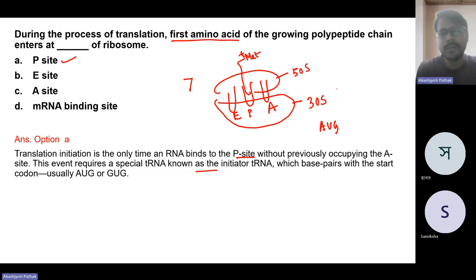So the tRNA which will be recruited will be attached to the methionine amino acid residue, right? But this methionine is different from the methionine which will be present in the open reading frame between the start codon and the stop codon. There is a modification: a formyl group is added to this methionine. So the first tRNA will bind at the P site.